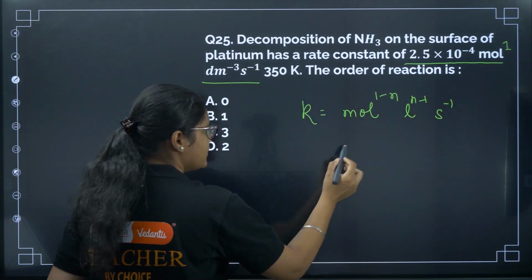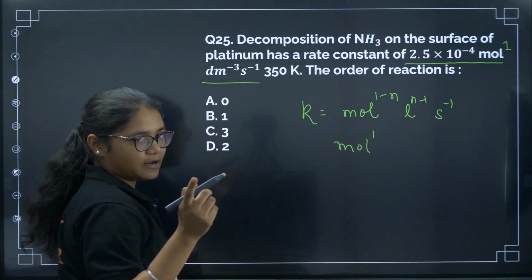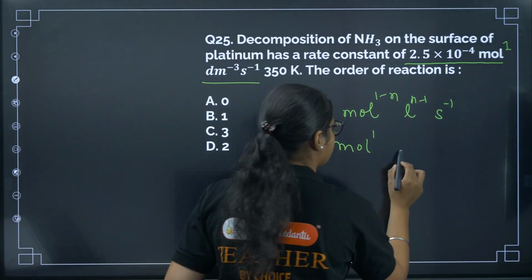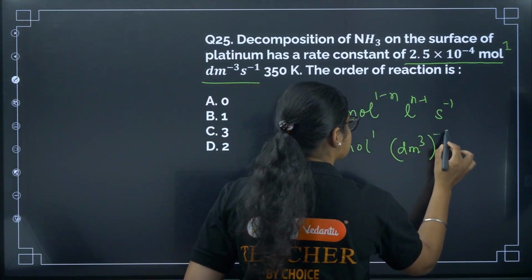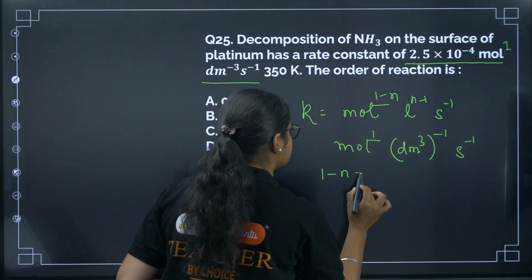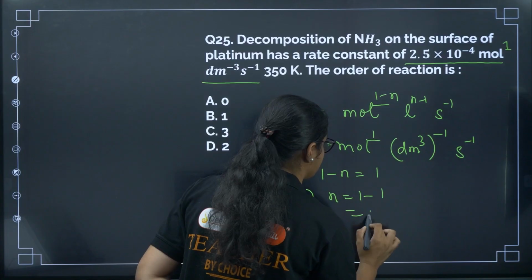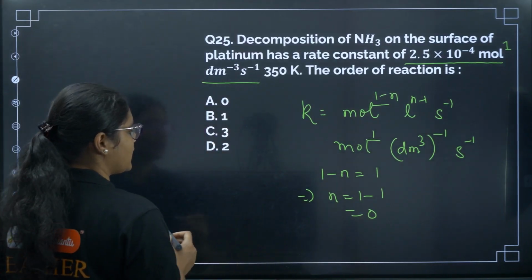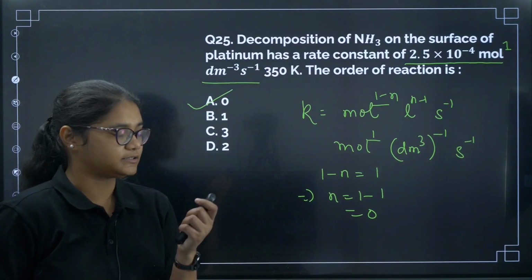Moles unit is 1. So I can write mole^-1 in place of liter. 1 liter is 1 decimeter cube, okay. So I can write decimeter cube, and that is minus 1 second inverse. So we can equate these two. So 1 minus n is equal to 1. So n value will be equal to 1 minus 1, that is 0, okay. So the correct answer for this question will be option number A, that is, it is a zeroth order reaction.